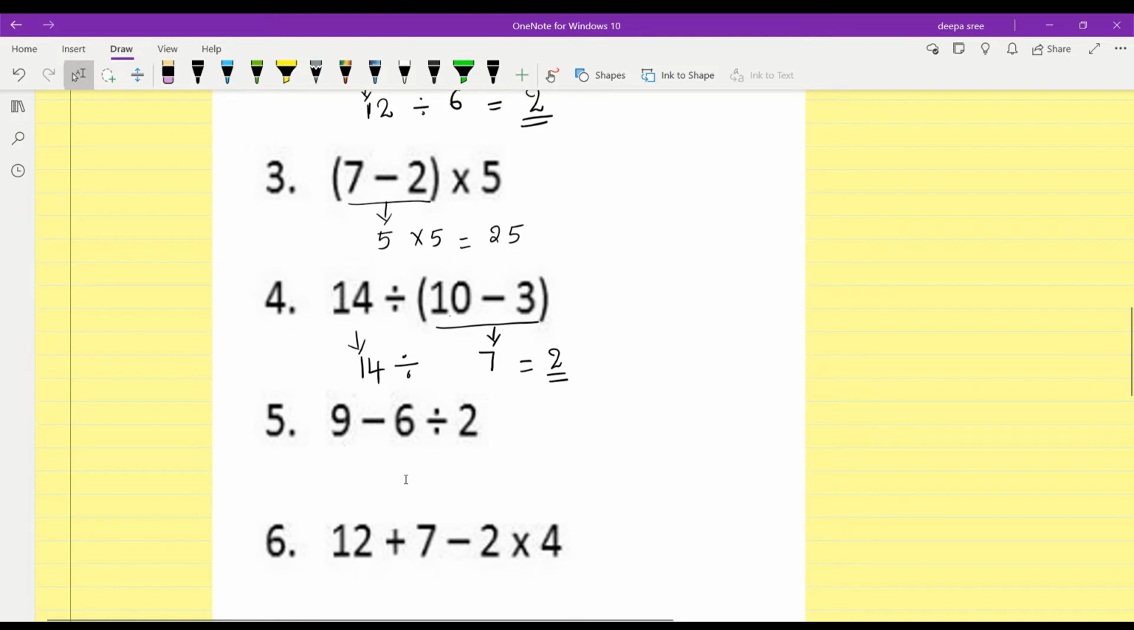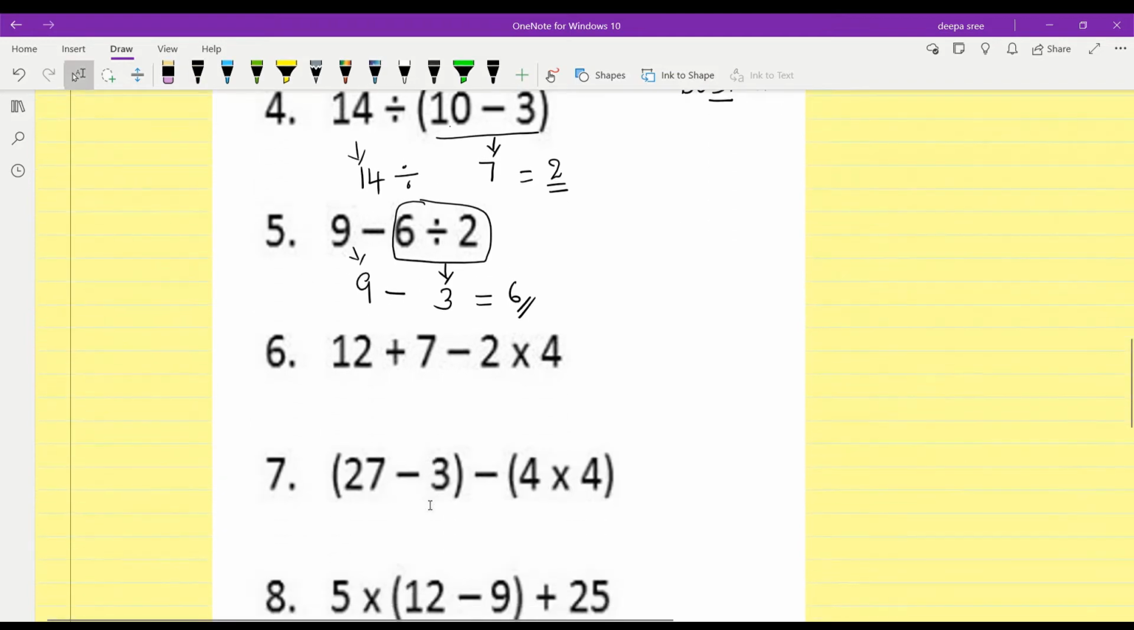Now the next question is 9 minus 6 divided by 2. Here there is no bracket. If there is no bracket, what is our rule? We should go through the BODMAS rule. In BODMAS, what is the first operation? Division. We check whether division is there. Yes, division is there: 6 divided by 2, which is equal to 3. Then 9 you can write as it is, with the subtraction operation. 9 minus 3 is equal to 6. So we should follow this BODMAS rule.